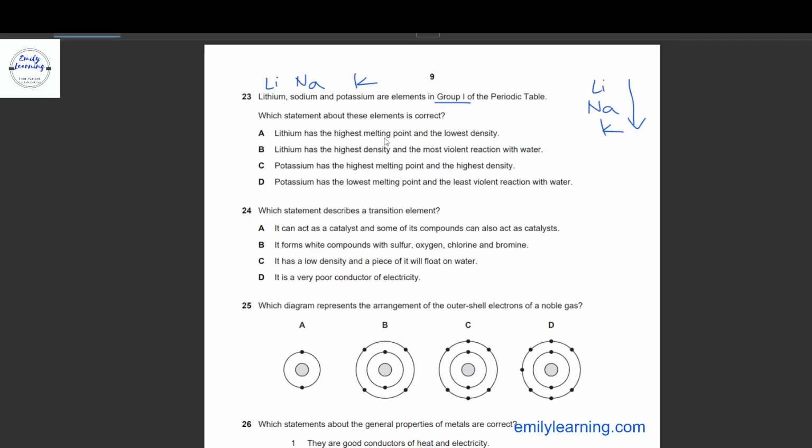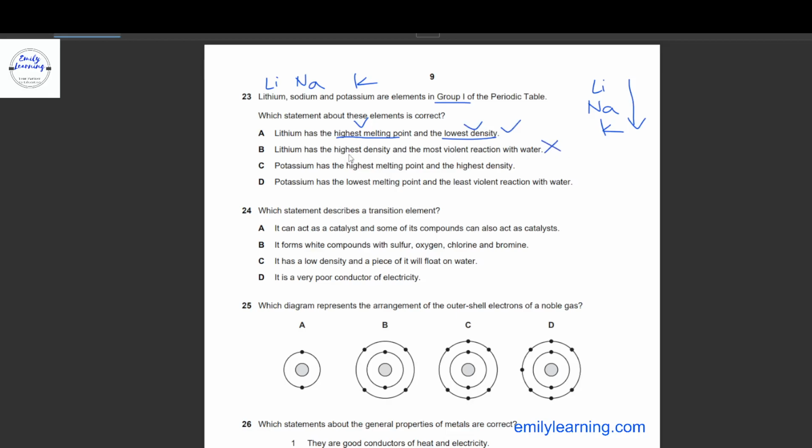Lithium has the highest melting point and the lowest density. So what do we know about group 1? As we go down the group for group 1 metals, the melting point decreases and the density will increase. So yes, lithium has the highest melting point and lowest density. So A is correct.